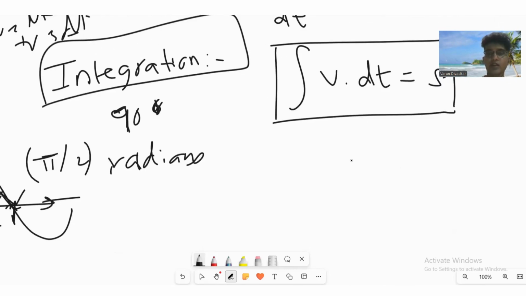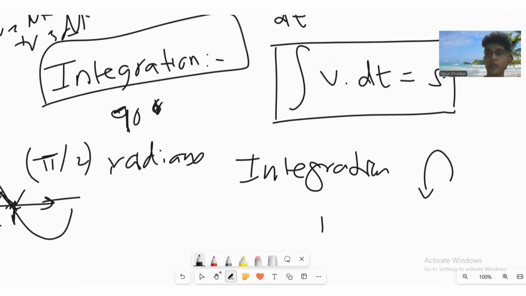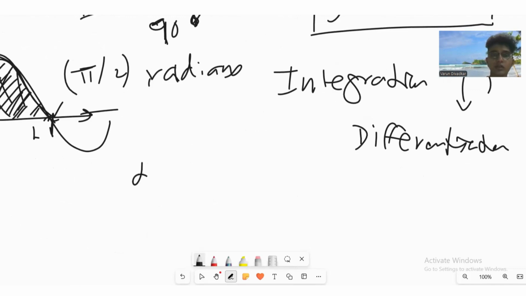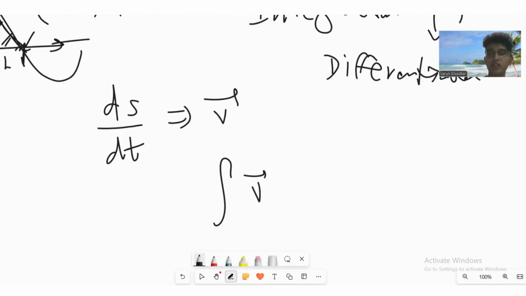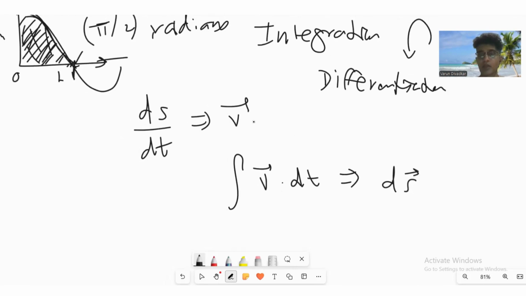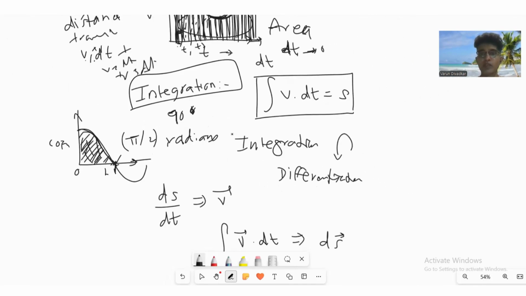So another interpretation is that integration is also the reverse of differentiation, if you look at it, right? Like the derivative of distance with respect to time is velocity, but the integration of velocity and time is the distance for obvious reasons, right? Clear. So this is a small overview on calculus.